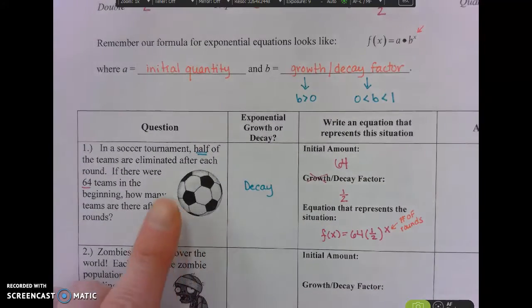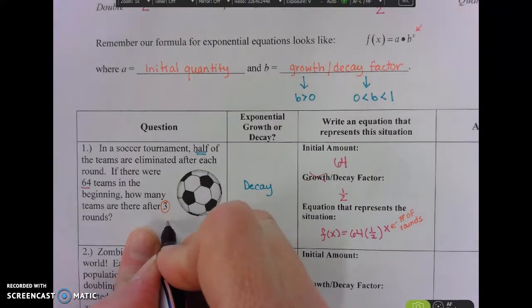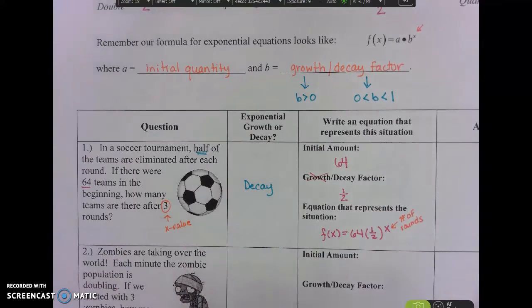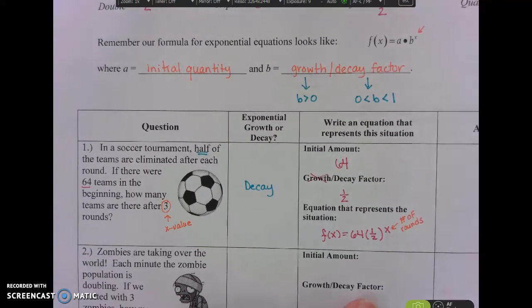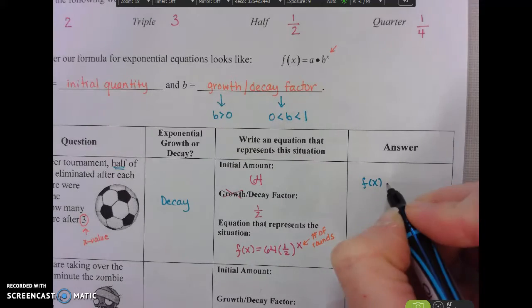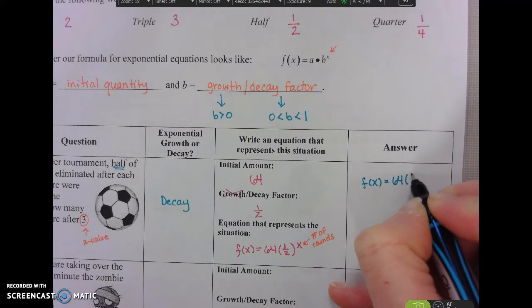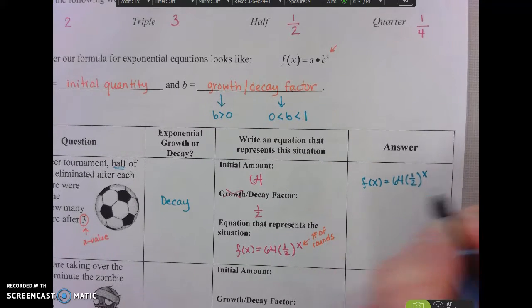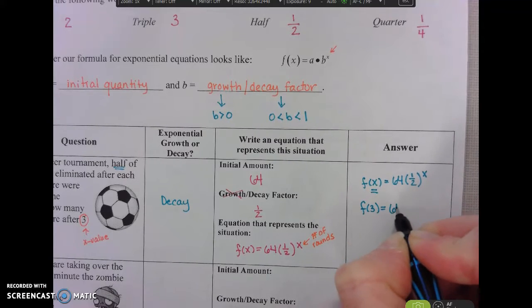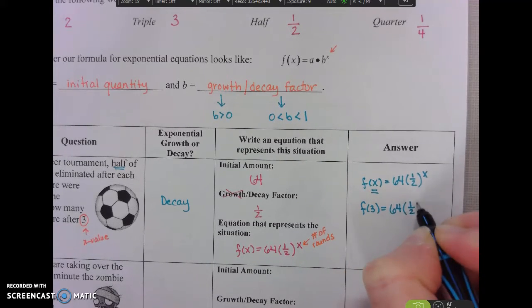So the question asks, how many teams are there after 3 rounds? This is going to be our x value. So we're going to use this equation to actually calculate how many teams would be left. So over here in this space, f of x is going to equal 64, 1/2 to the power of x. We're going to replace the x with 3 because that's the piece of information I'm looking for.